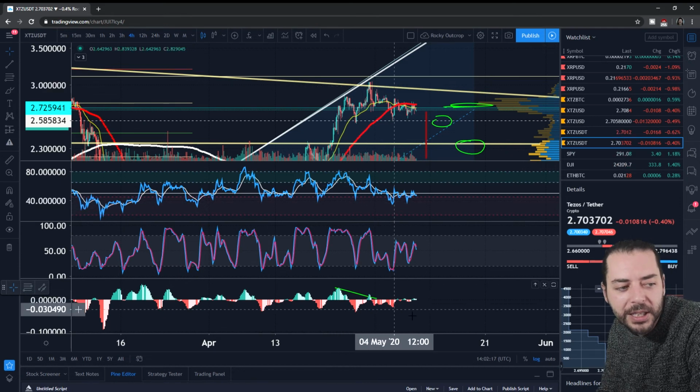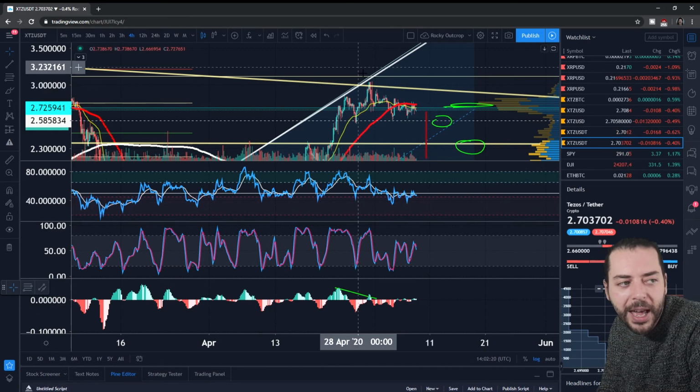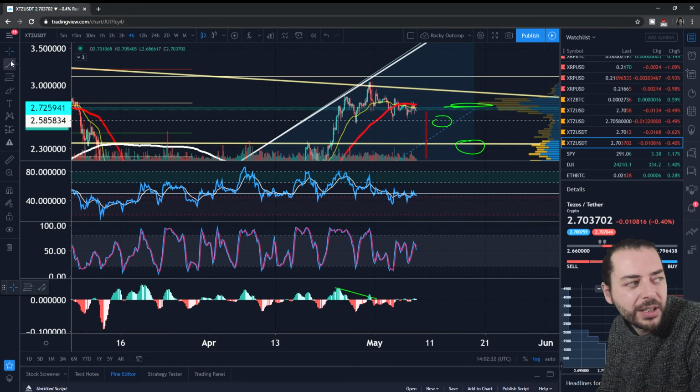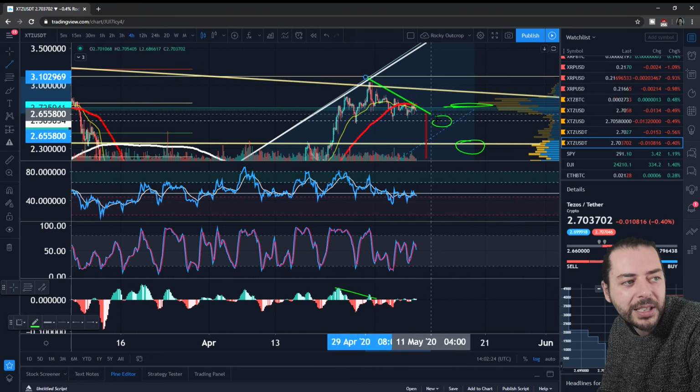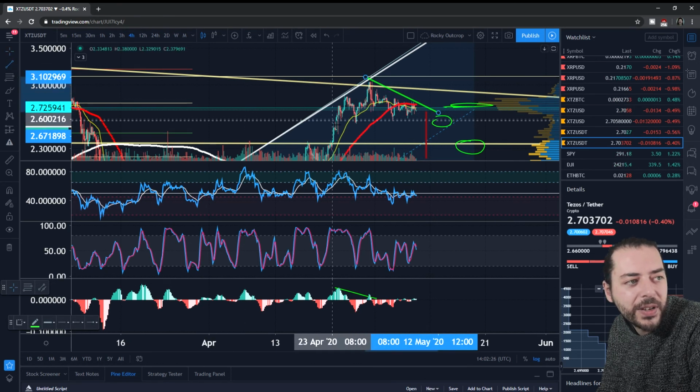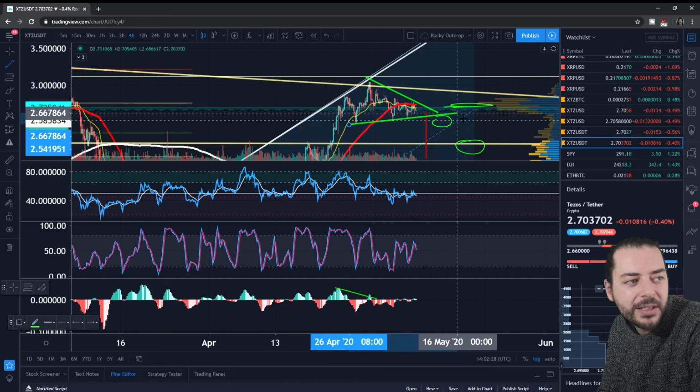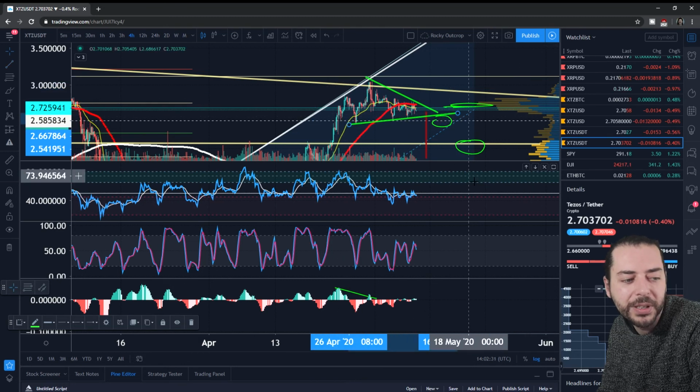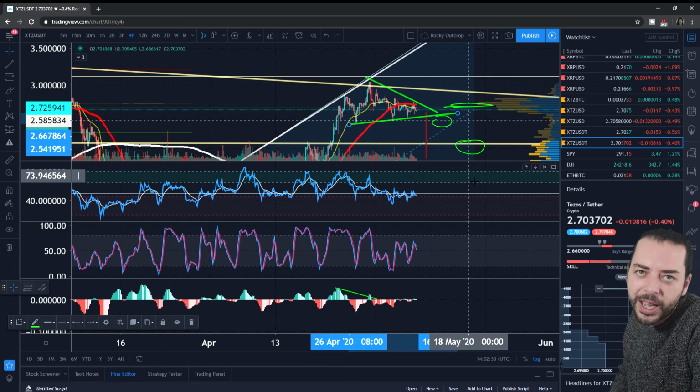You can clearly see that everything here is tightening up, and I expect this consolidation to break out. By the way, this is consolidation again, just like we said on the other chart. I expect this to finish its thinking about things in the next couple of days anyway, so it should resolve itself soon. We'll get some sort of idea about what's going on.